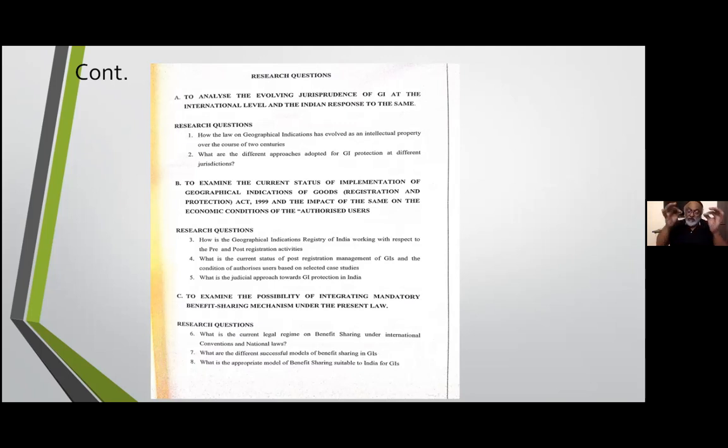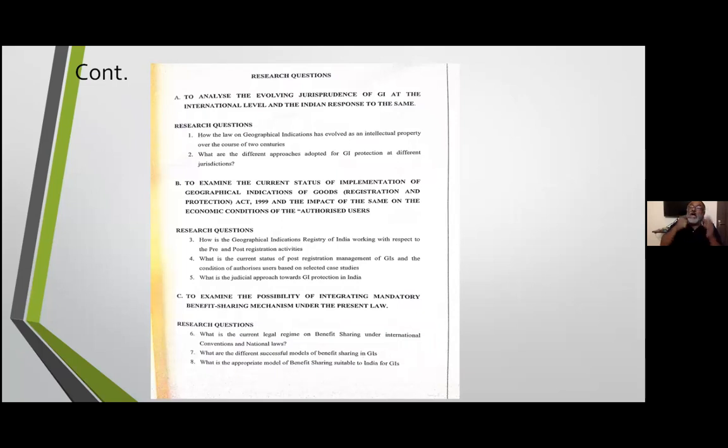Similarly, let's take objective B. What is B? To examine the current status of implementation of the act and its impact on the economic conditions of authorized users. Let's take the example of weavers as authorized users, say the Kanchipuram sari. The weavers weave the sari, right? So what are the economic conditions of such weavers, and what is their status according to the act?